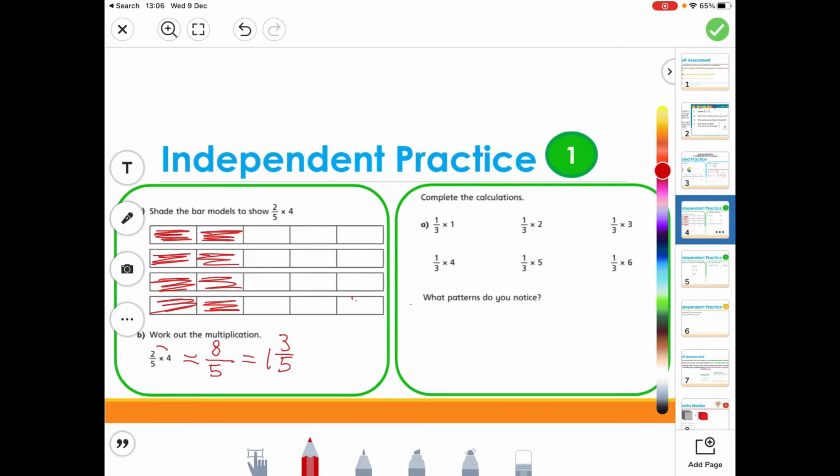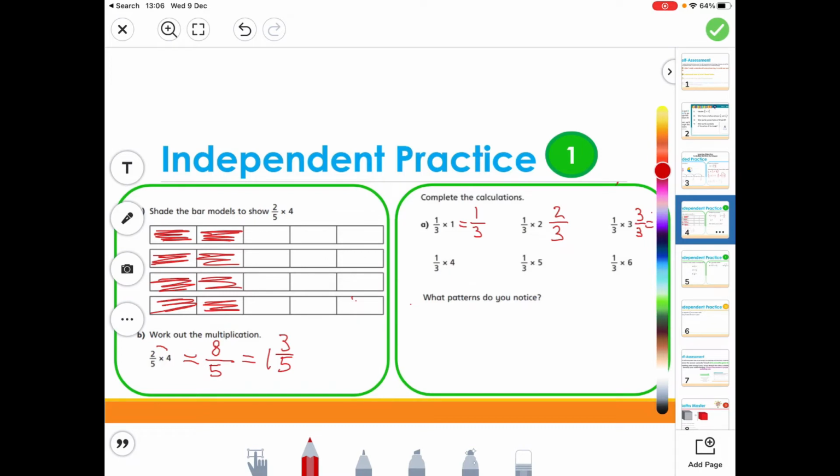And then it says, complete these calculations. 1/3 times 1. Well, 1/3 times 1 is the same as 1/3. Because 1 times 1 is 1, and then the denominator stays the same. Okay, 1/3 times 2. Well, 1 times 2 is 2. The denominator stays the same, so that's 2/3. 1/3 times 3. Well, 1 times 3 is 3. The denominator stays the same, so that's the same as 1 whole.